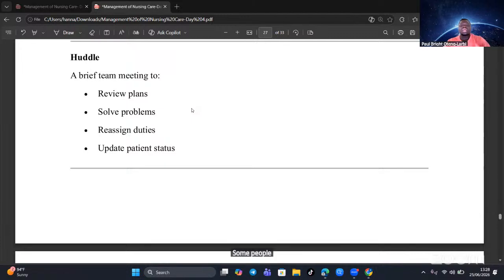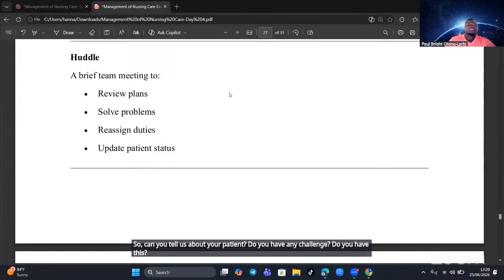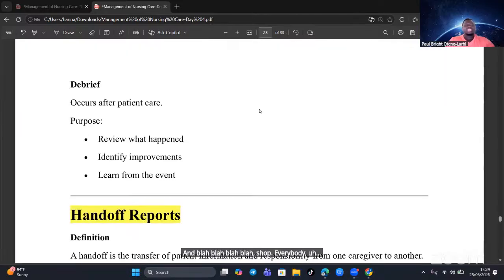Some people will not do a huddle at the beginning of the shift, but when the shift is ongoing, especially day staff, they will call each other, all the team members. Then we will do a short briefing on how the shift is going. Can you tell us about your patient? Do you have any challenge? Do you have this? Everybody shares. Then we also use something we call debriefing.